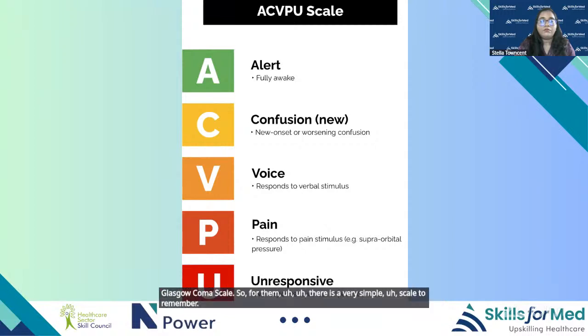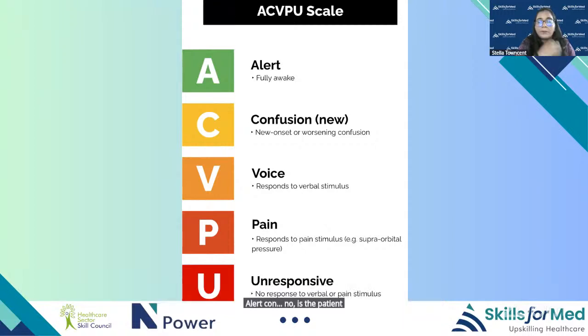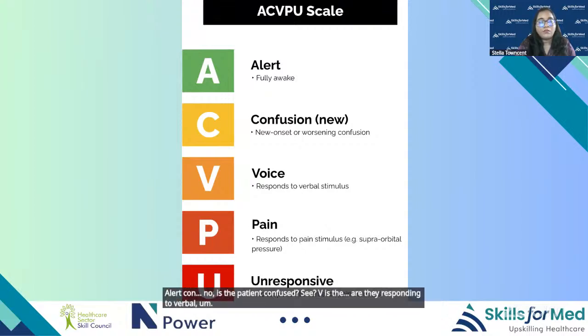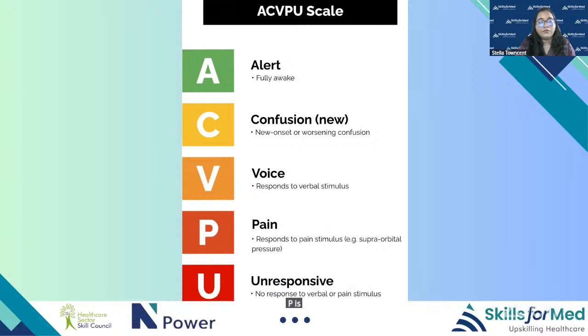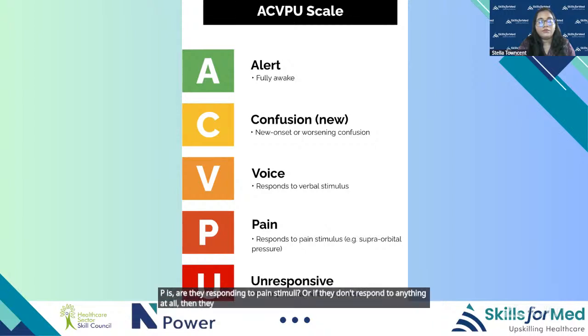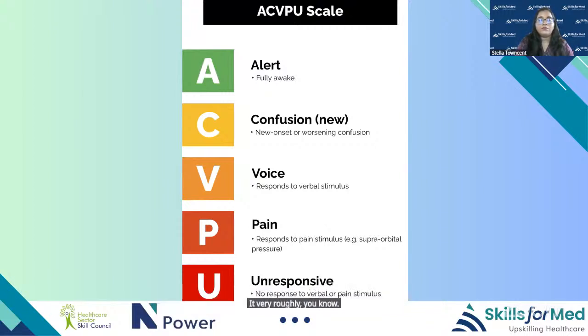So for them, there is a very simple scale to remember. A is alert. C, is the patient confused? V, are they responding to verbal stimuli? P, are they responding to pain stimuli? Or if they don't respond to anything at all, then they are termed unresponsive. It very roughly correlates with the various GCS levels.